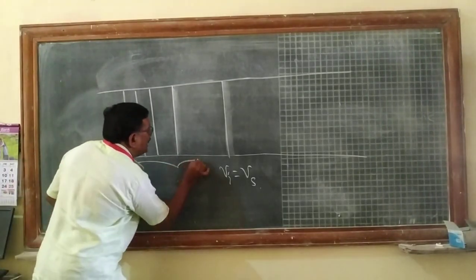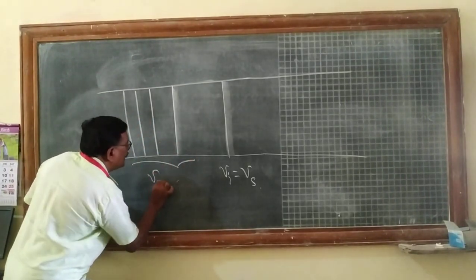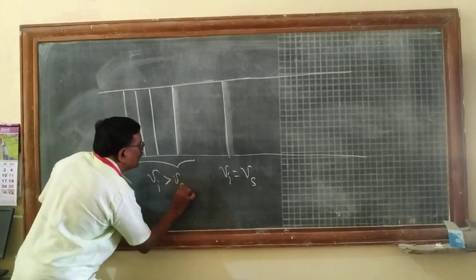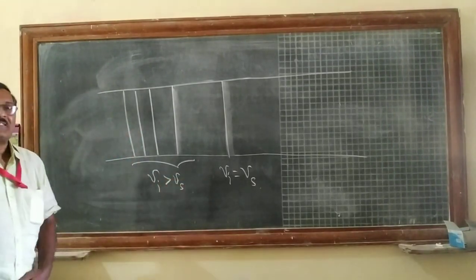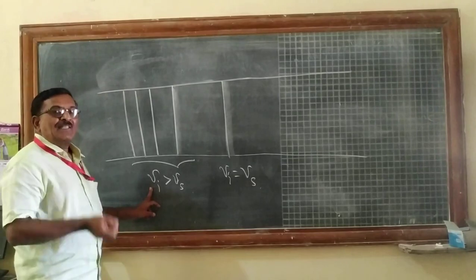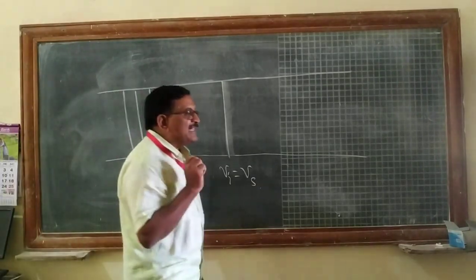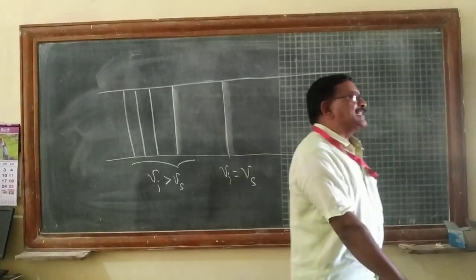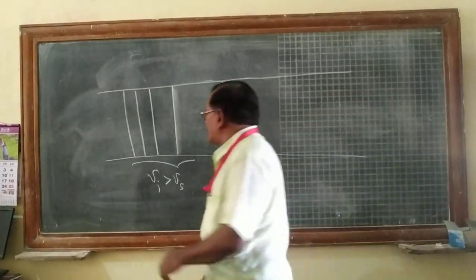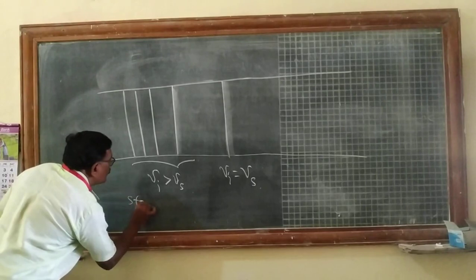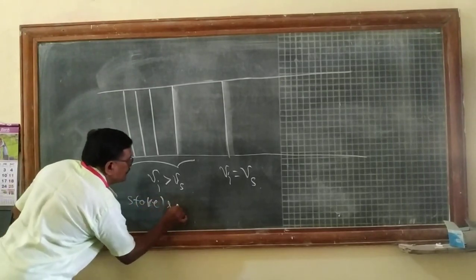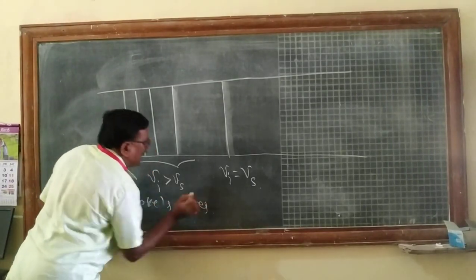So these lines will be called ν_I greater than ν_S. ν_I greater than ν_S means the intensity of the incident light is greater than the scattered light. So these lines will be called the Stokes lines.